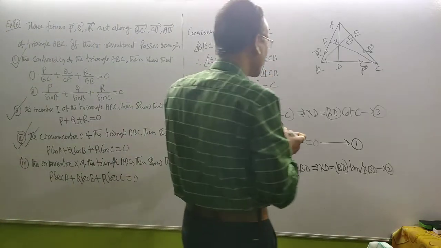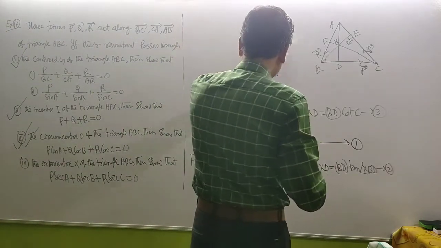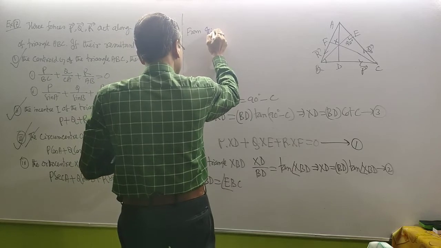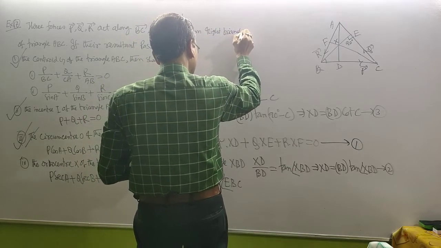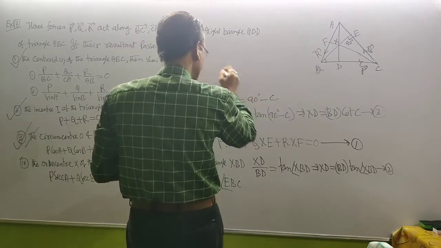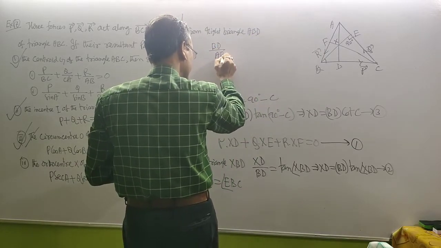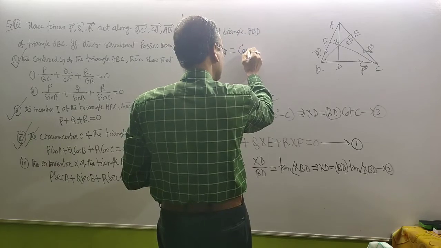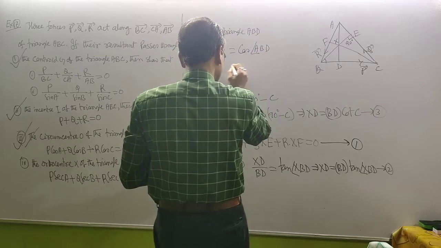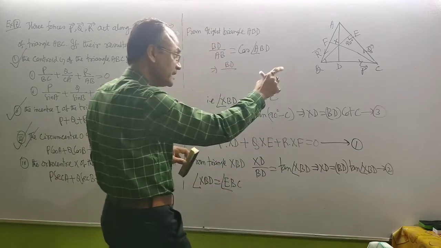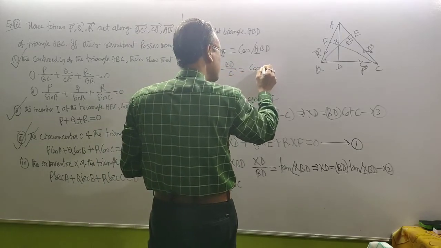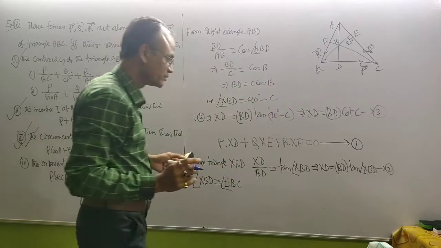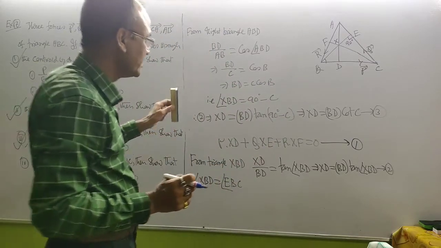Now consider the triangle ABD. From right triangle ABD, BD divided by AB is equal to cos of angle ABD. This means BD divided by AB, which is small c, is equal to cos B. This means BD is equal to c cos B.